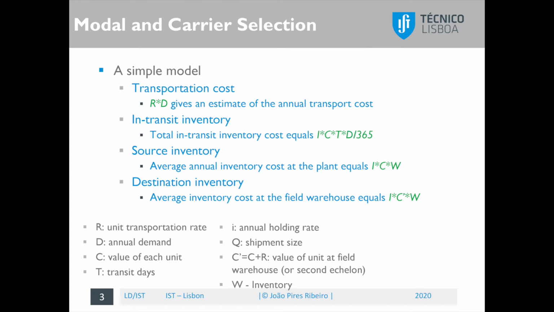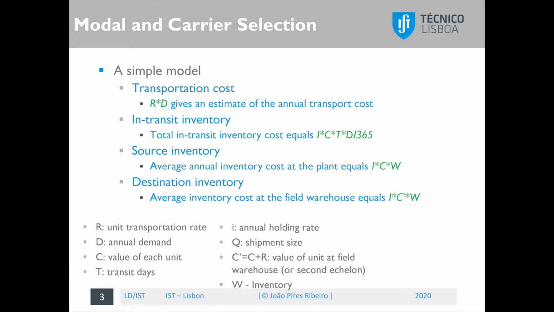We will use a simple model where we will have four types of costs. The first one, the transportation cost, is given by the transportation rate and the amounts of goods to be transported. The second one, the in-transit inventory. Don't forget that the goods that are in transit also have value and you cannot ignore them. Imagine a cargo ship full of products. That value is certainly something to take into account.